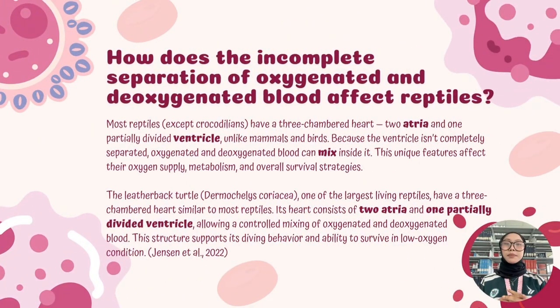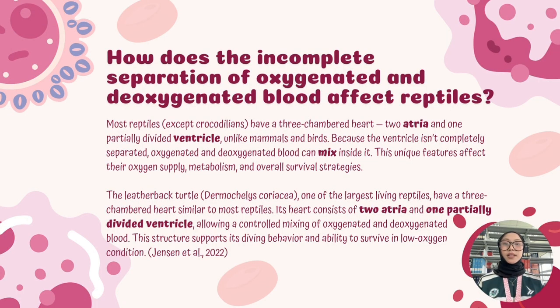Alright, so I'll be discussing how the incomplete separation of oxygenated and deoxygenated blood affects reptiles. Most reptiles, except crocodilians, have a three-chambered heart, that is, two atria and one partially divided ventricle, unlike mammals and birds. Because the ventricle isn't completely separated, oxygenated and deoxygenated blood can mix inside it. These unique features affect their oxygen supply, metabolism, and overall survival strategies.